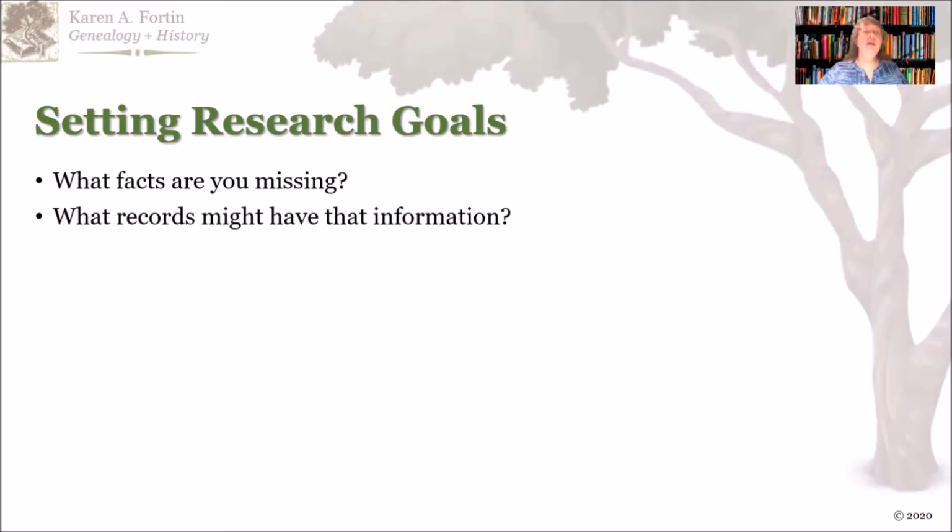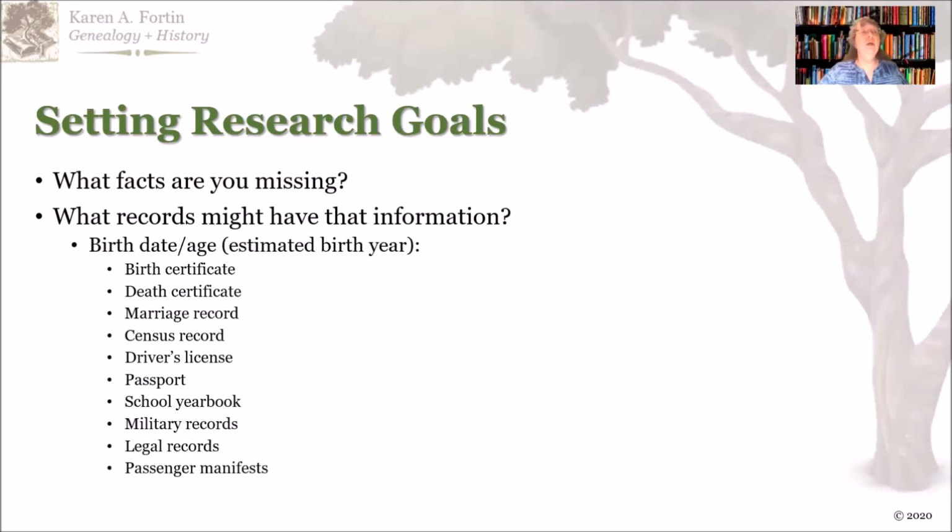Next, think of all the different types of records that may be available that can help you find that information. For a birth date, or an age from which you can get an estimated birth year, it's likely that there are many different types of records that can be found. If you're lucky, you may find a birth certificate. However, birth certificates are fairly recent. If the person was born before the late 1800s to early 1900s, it may be before birth certificates came to that state. There may be other types of birth records available, but it all depends on the time and location.